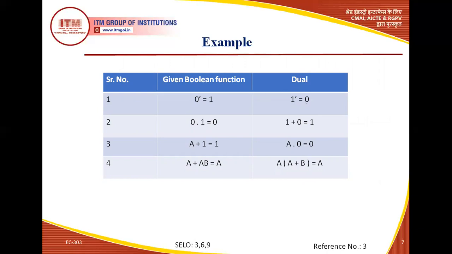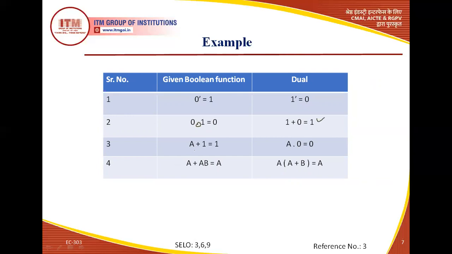So what will 1 dash be? 0, which we also know. Second, if we take 0 dot 1, then 1 is replaced by 0 and 0 is replaced by 1. So it will be 1 plus, and dot will be replaced by plus. So it can be written as 1 plus 0 equal to 1. That is the dual function or duality of the given Boolean function.